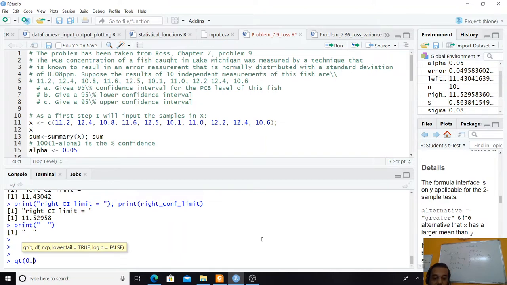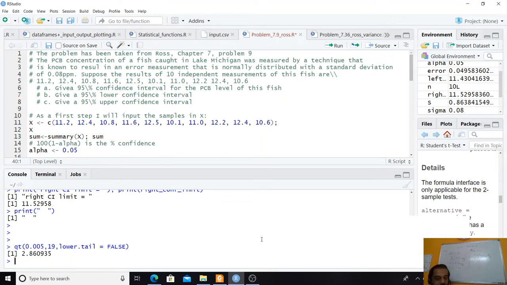So it is 0.005. Comma, degrees of freedom is 19. I have that over here. NCP is a non-centrality parameter. We don't need to state it. And we will do lower tail is equal to false. Okay. And this value, oh, you cannot see. Well, let's look at this number and then we can go there. So the number I've got is 2.86.